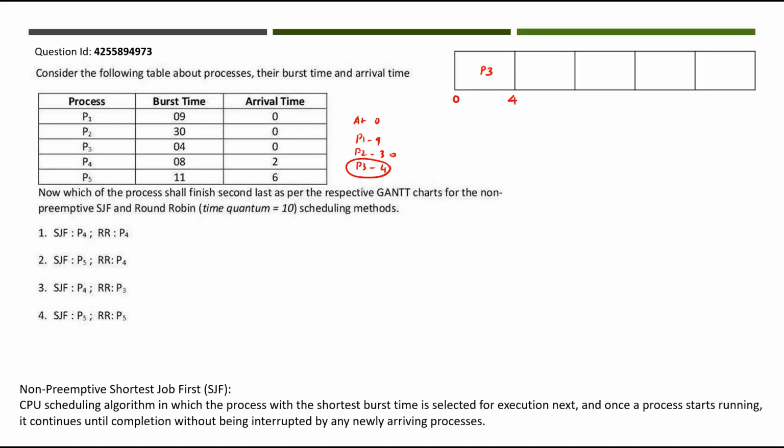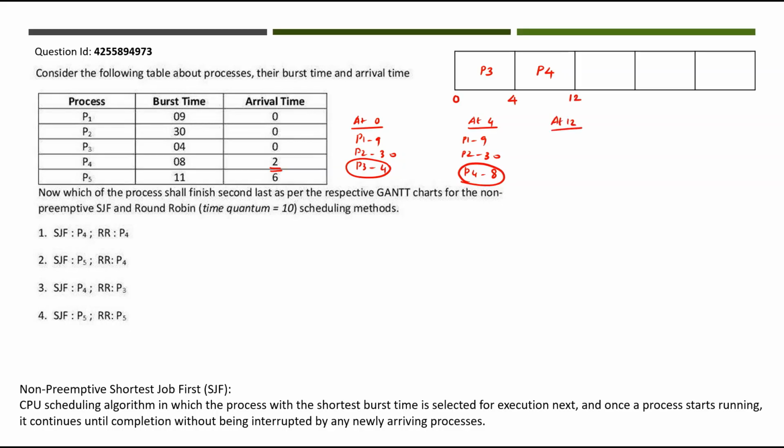Now we have arrival time 2 here. At 4, what are the processes available? P1 is there, P2 is still there, then we have a new process P4 with 8 burst time. Now non-preemptive SJF will pick up the shortest job from this list. So P4 is the shortest job here, so the next executing job will be P4. For how long? For 8 burst time. 4 plus 8 will give you 12.